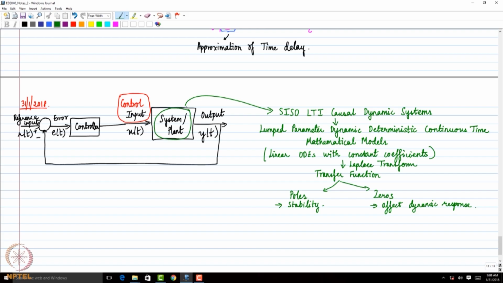Okay, then what we will do is go to the controller block. By next week, in maybe 2 or 3 classes, we will look at what are the potential choices for this controller block. And then we would learn how to put them together and design. Okay, so that's going to be the entire course, right?